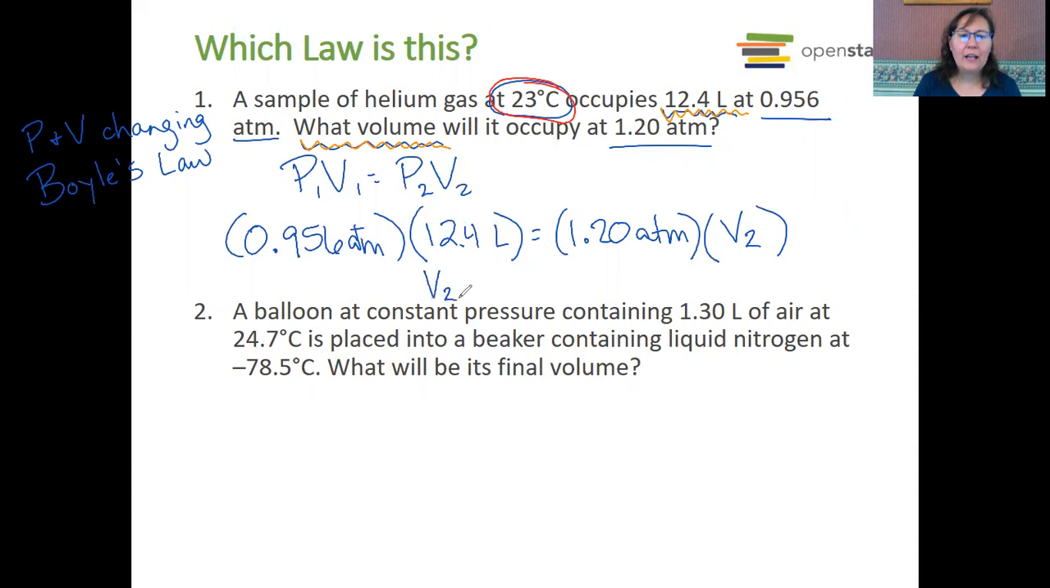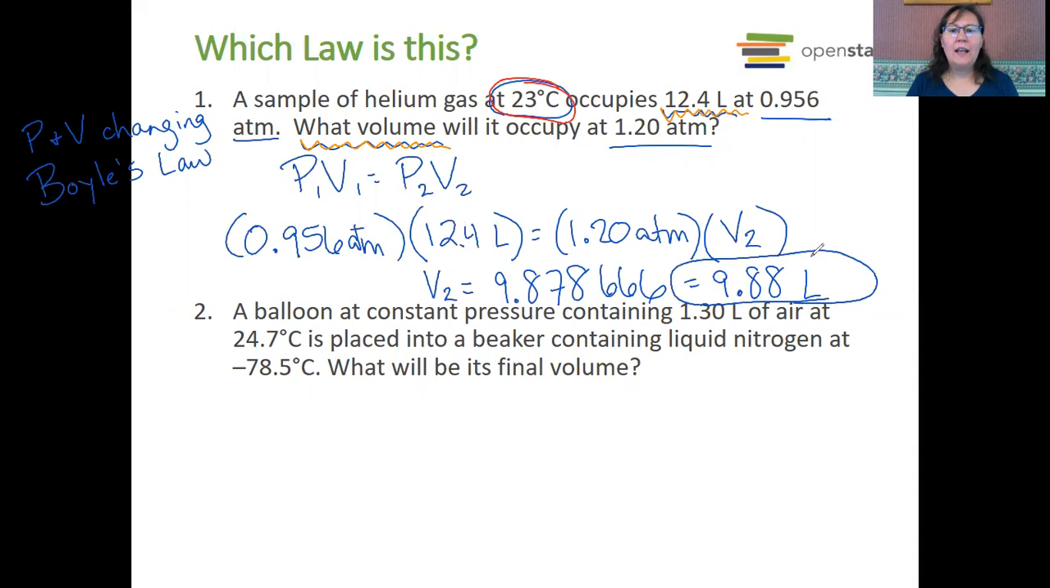And I get a final volume equal to, and I look here and I see that I can have 3 significant figures. So it says 9.878666, and I can have 3. So this becomes 9.88 liters.